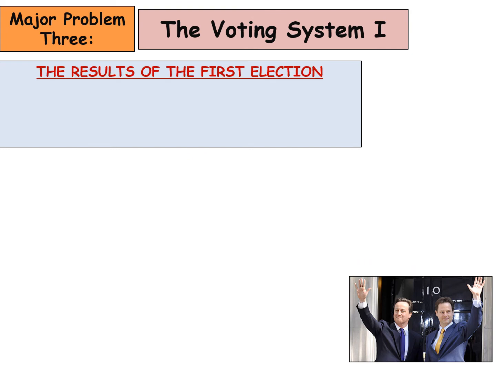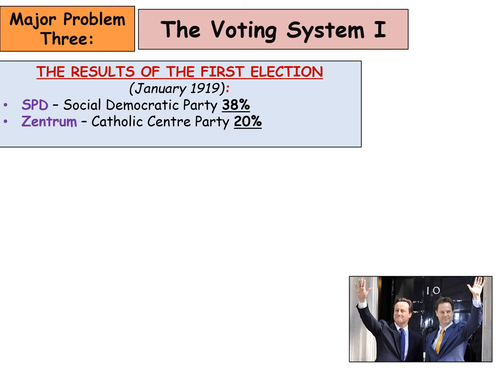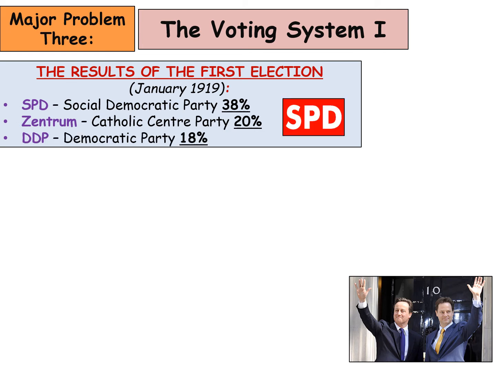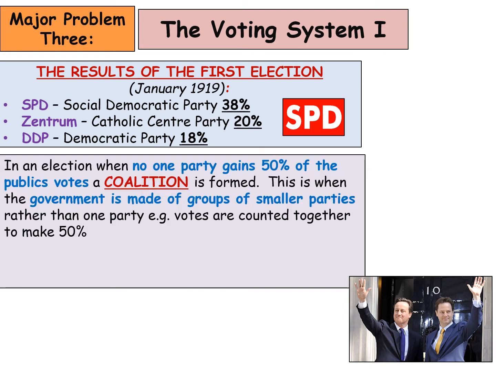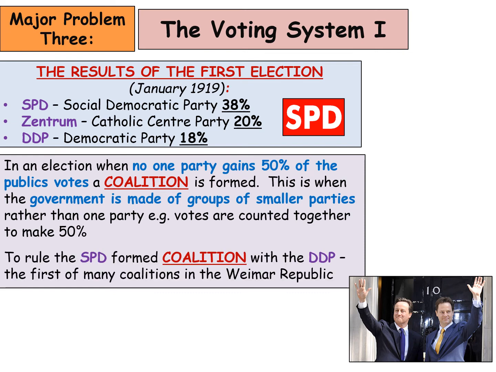Major problem number 3 is the voting system. The results of the first election kind of went like this. The Socialist Democratic Party got 38%, the Catholic Centre Party got 20%, and the Democratic Party got 18%. So obviously the Socialist Democratic Party would be the ones that would win that election. But in an election when no party gains 50% of the public votes, a coalition is then formed. And this is where the government will be made up of groups of smaller parties rather than one party, which are counted together to then make their 50%.